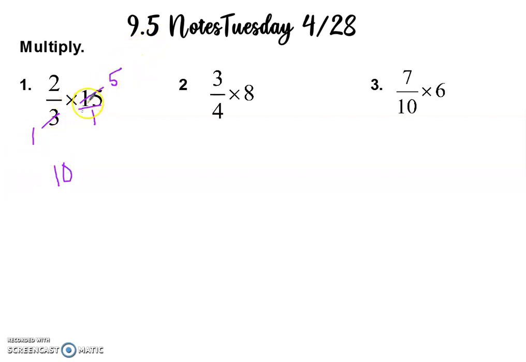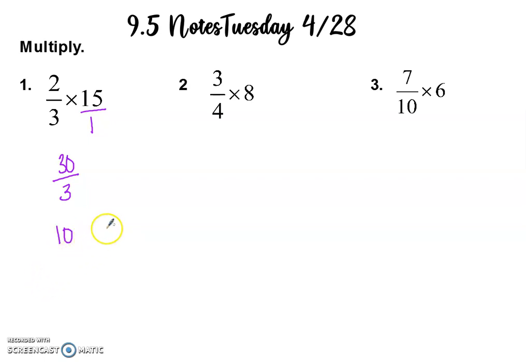Make sure that you cross cancel properly. Or you can just multiply straight across and then reduce. So 2 times 15 is 30. 3 times 1 is 3, and 30 over 3 is 10. So I got the same answer. They both work great. Choose which method works best for you. Pause the video, give it a shot, and then unpause and we'll review.